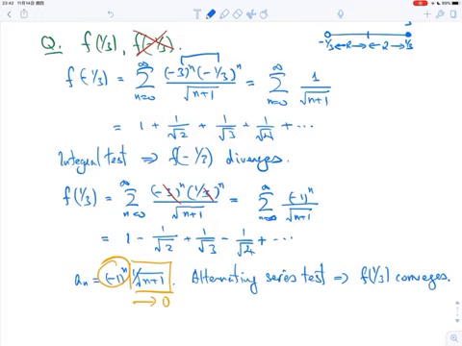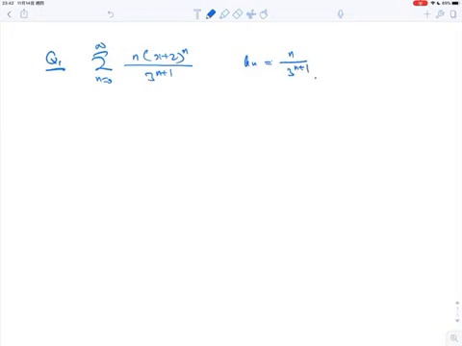So let's look at one more example, then we will finish this section. So the next example we're going to look at is the sum of n times (x plus 2) to the power n, divided by 3n plus 1, n goes from 0 to infinity. So the coefficients in this case are n over 3n plus 1.